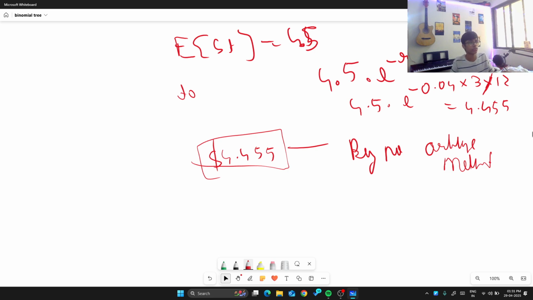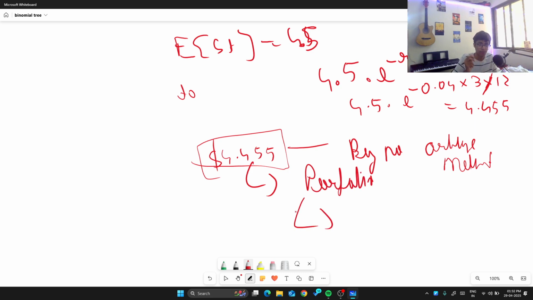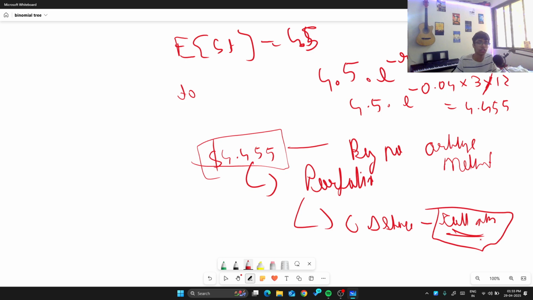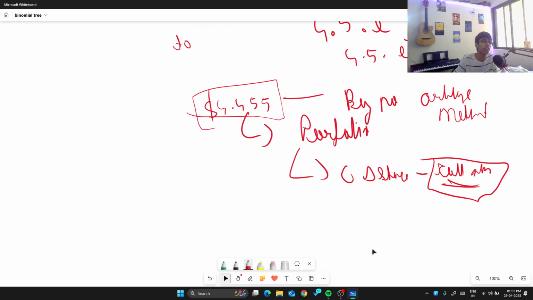Sorry, we discounted it, right? So this is not the option price. This is our portfolio price. We remember that we have a portfolio of delta shares minus a call option, and we want to find the price of the option. So we found the value of our portfolio, and we will equate it by maths.